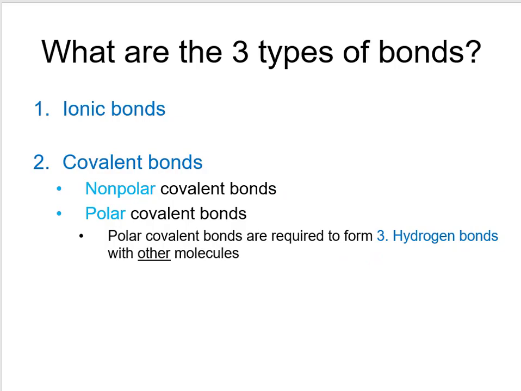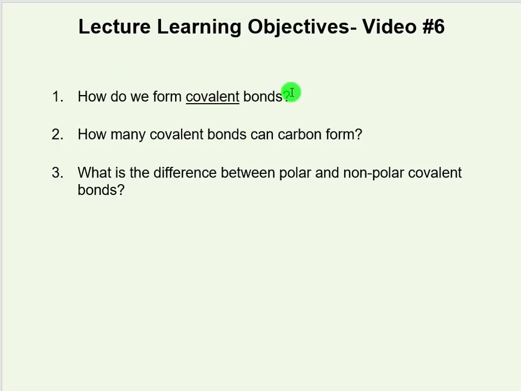So let's close this out. We talked about covalent bonds and sharing electrons. We talked about forming 4 covalent bonds for carbon. And learning objective number 3, I'm going to pick up in a follow-up video. And we'll end this one here.